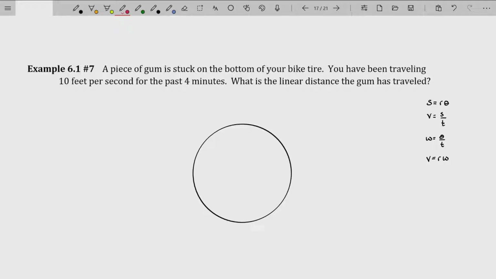We have a bike tire, and on that tire, a piece of gum got stuck at some point. And then we kept riding. We didn't know. And so as we move forward, the gum just keeps going around and around and around. And we want to measure if we had unwound this. You can think of this as a string going around and around. And by the time we stop, let's just say we stop there, you want to be able to straighten out that string to figure out how long is that string? How far have you carried that string with you, essentially? So you've been traveling 10 feet per second for the past 4 minutes. What is the linear distance the gum has traveled?